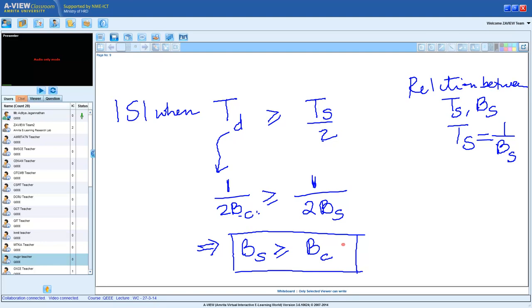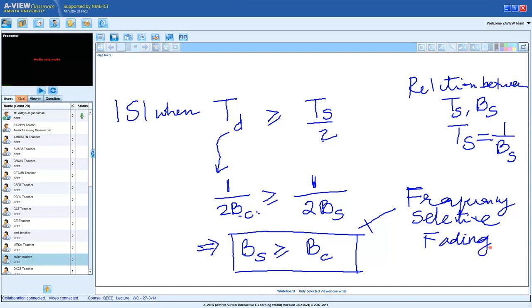Yes, this basically means frequency selective fading. That is exactly what this means. If BS is greater than or equal to BC, if the signal bandwidth is greater than or equal to the coherence bandwidth, then we have frequency selective fading. We have frequency selective fading.